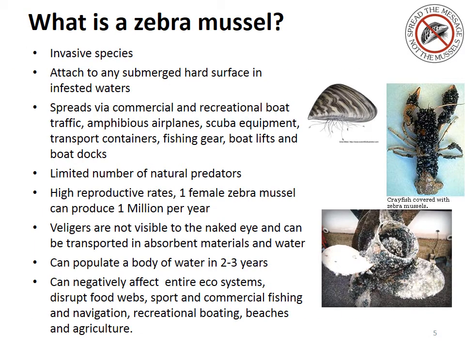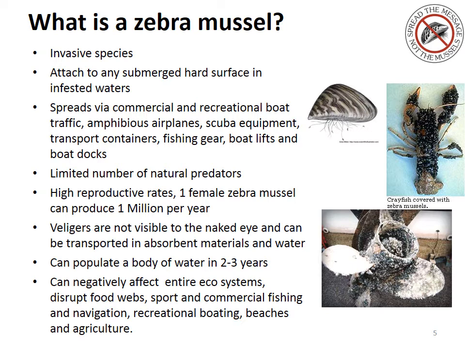A zebra mussel is another type of aquatic invasive species. They attach themselves using byssal threads to anything that's submerged on a hard surface in an infested water. They spread very easily both via commercial and recreational boats, amphibious airplanes, scuba equipment, transport containers, fishing gear, boat lifts, and boat docks. Unfortunately, they have a very limited number of natural predators and they have very high reproductive rates.